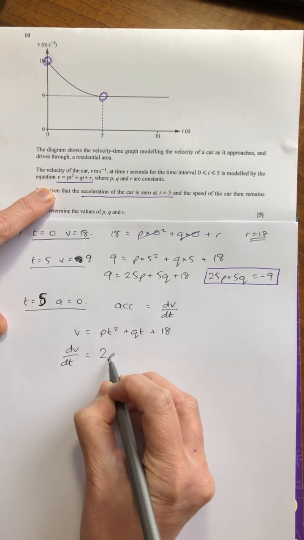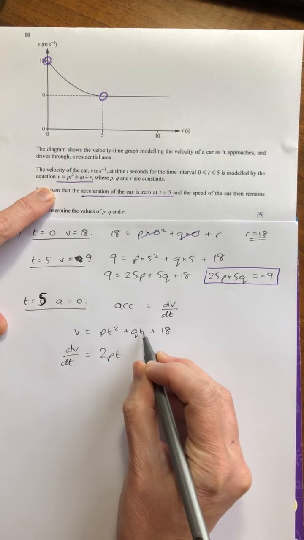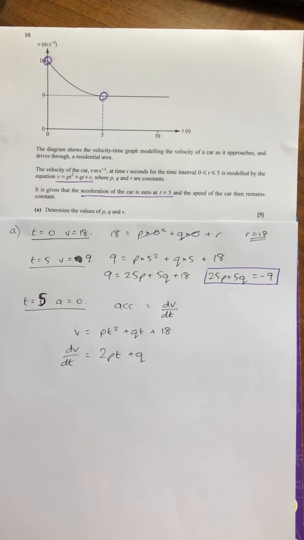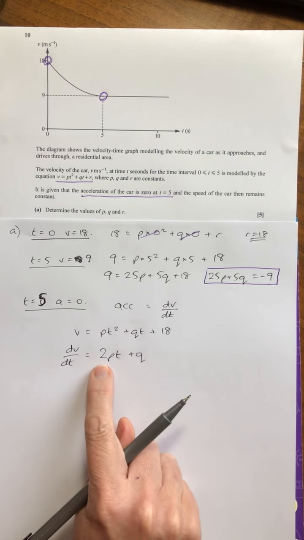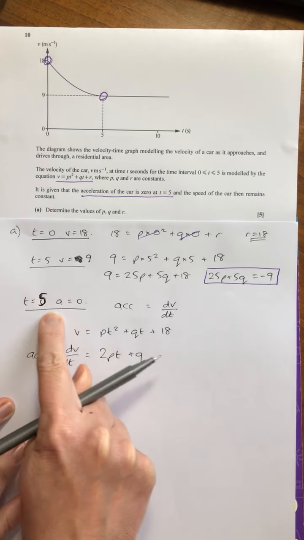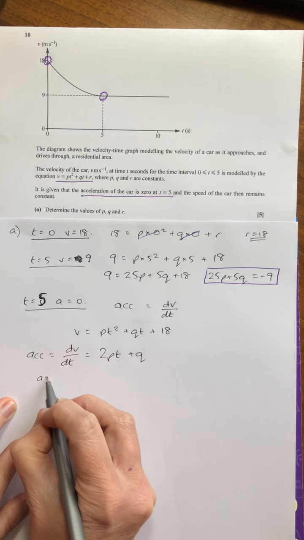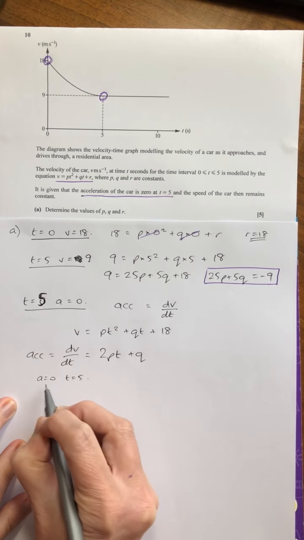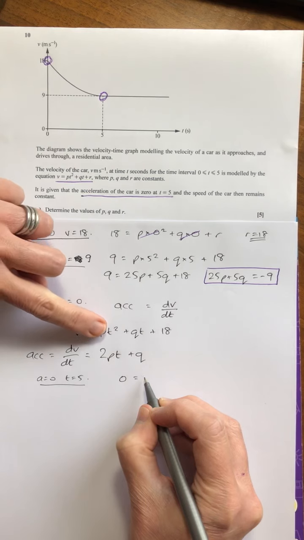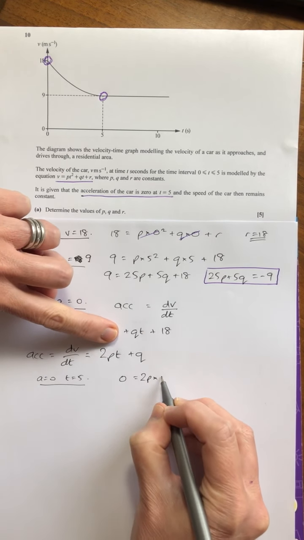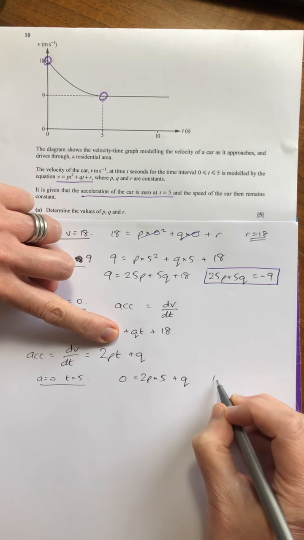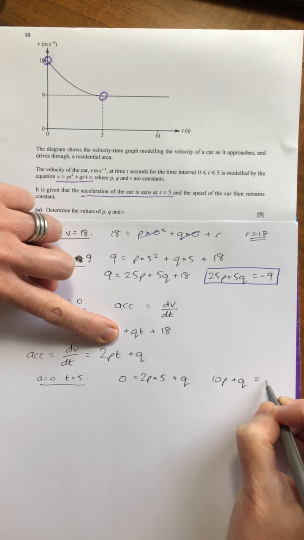Differentiate that, bring the power down, reduce the power by 1. Differentiate that will just leave me 2q, and differentiate that, differentiate a constant, that just kind of vanishes. So that is an equation for my acceleration. And as I've got up here, I know that the acceleration is 0 when the time is 5. So my acceleration of 0 is equal to 2p multiplied by 5 seconds plus q. So that's going to give me 10p plus q equals 0.